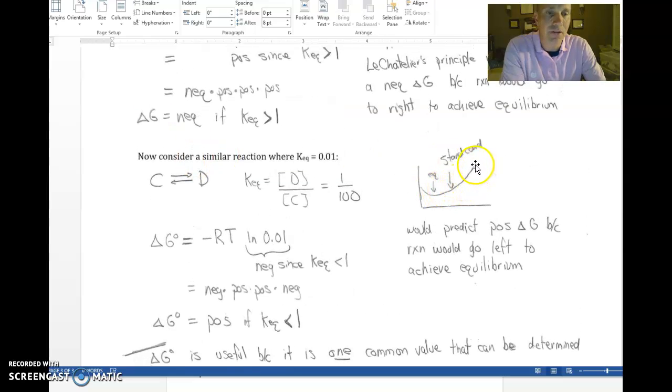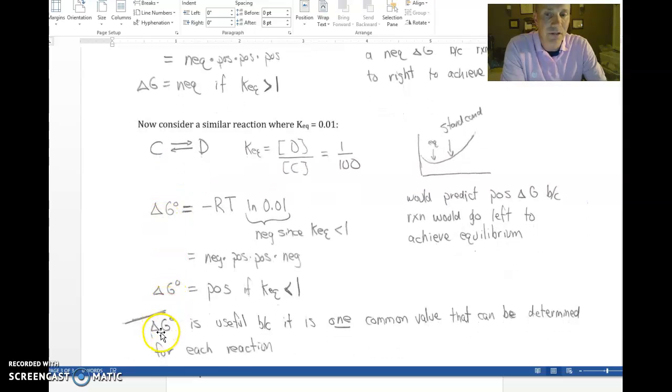Are we talking about the Gibbs free energy when it's 100% C? Or are we talking about the Gibbs free energy when it's 100% D? Are we talking about it when it's mostly D? So if you ask yourself, how many different combinations of concentrations could we have for this particular reaction, the answer is an infinite amount. So since there's an infinite amount of different concentrations here, there would be technically an infinite number of delta G's for this particular reaction, because it all depends on where we are along the spectrum.